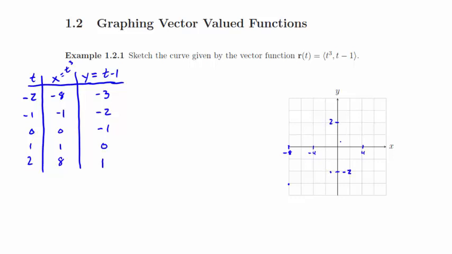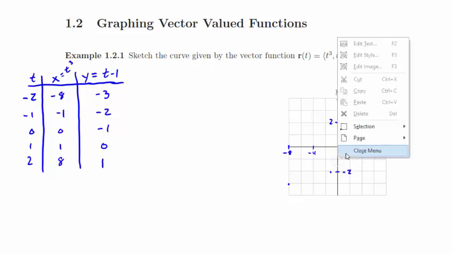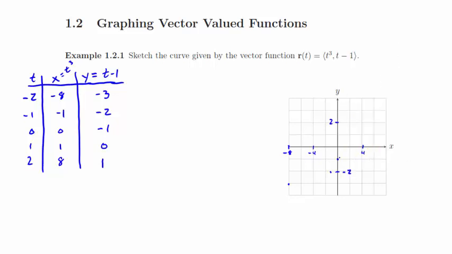And then we have 0, negative 1, which is here. Then I have 1, 0. I don't normally have this problem.